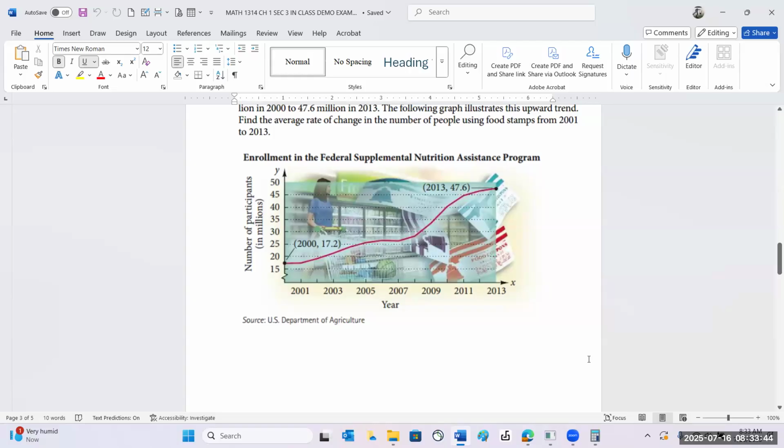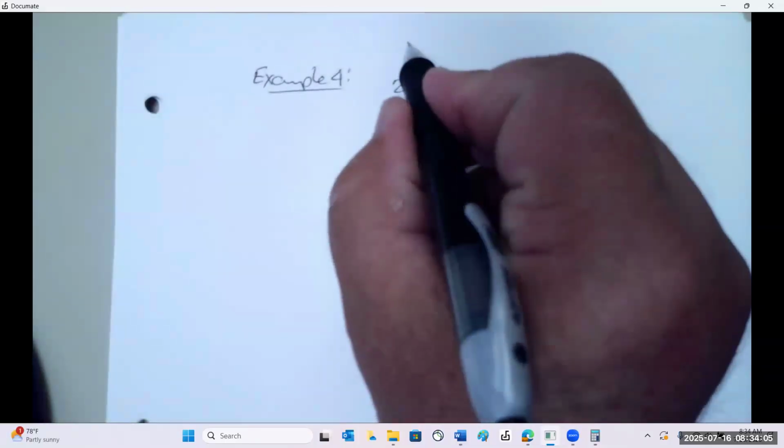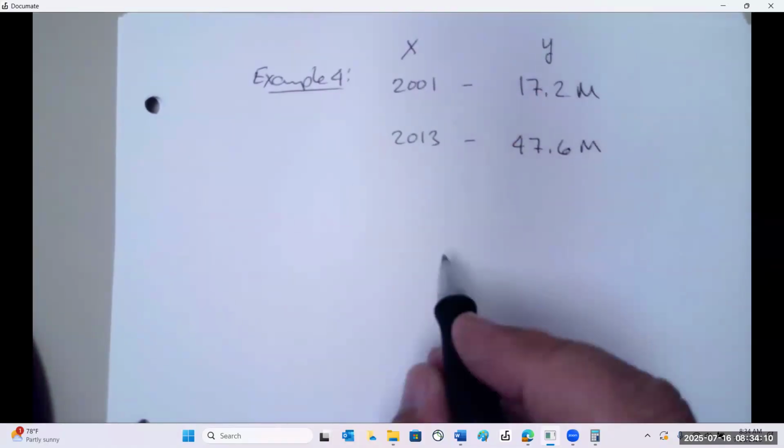How many things are based on time? If you think about it, how did you get here from home? You drove, you walked, you rode a bike. You had some sort of speed, miles per hour, feet per second. So almost everything we deal with nowadays works with time. So since time deals with the x values, the number of people are the y values.